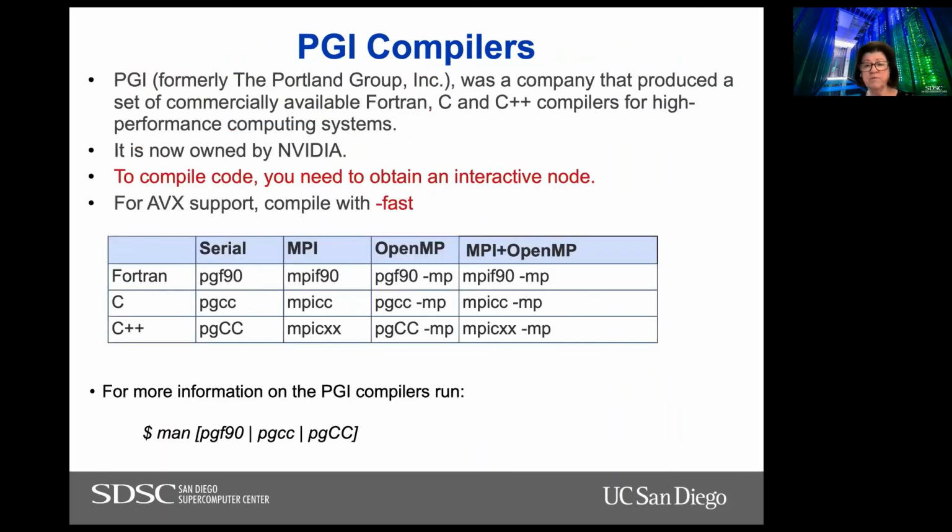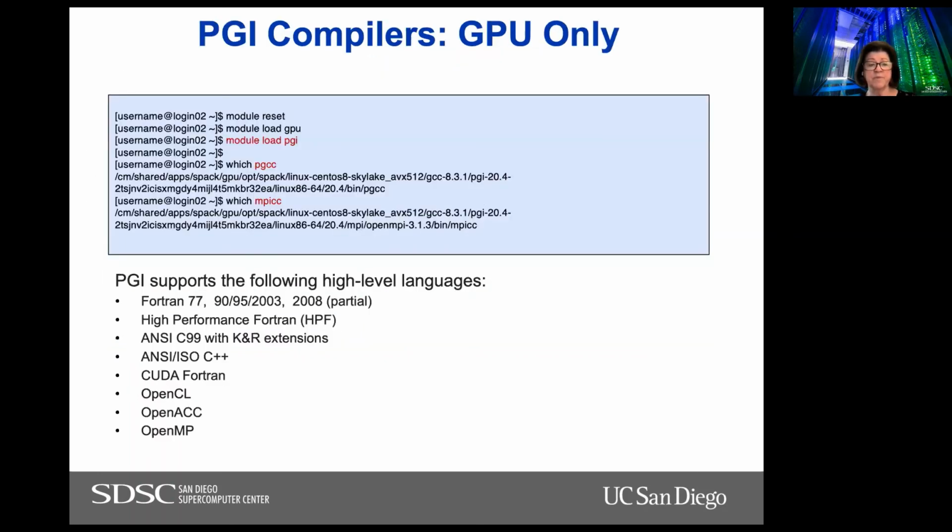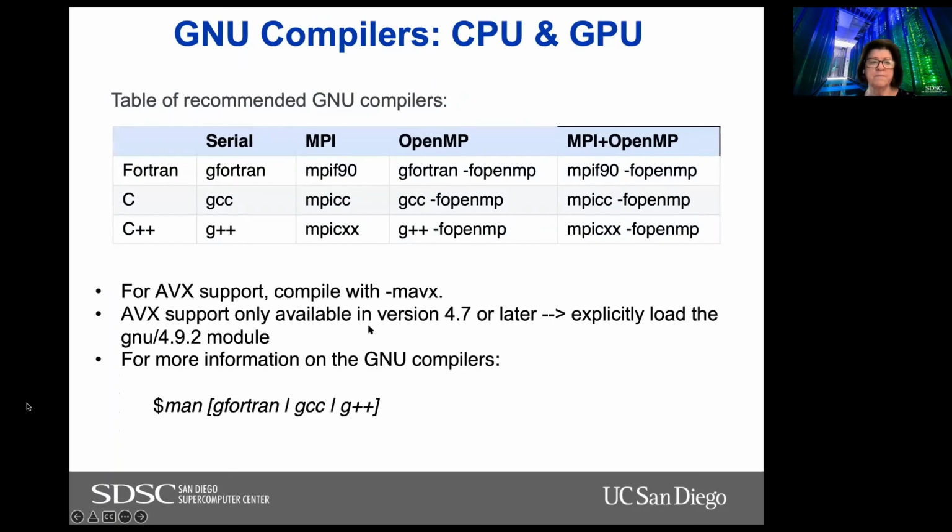Here we have the Portland group. This would be on the GPUs, and PGI supports a lot of different languages and environments. For GNU compilers, there's the example here, and again, GNU is open source. It's really popular, and you can get very good performance.